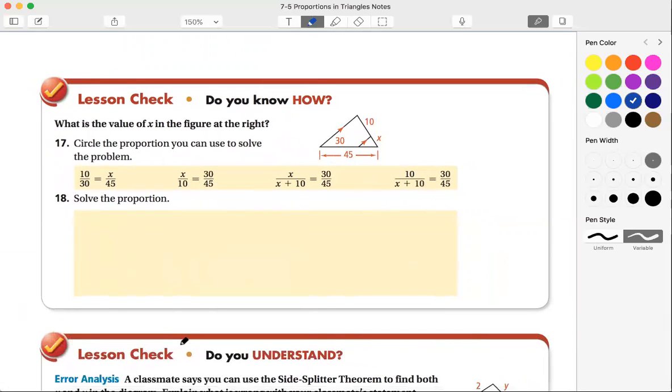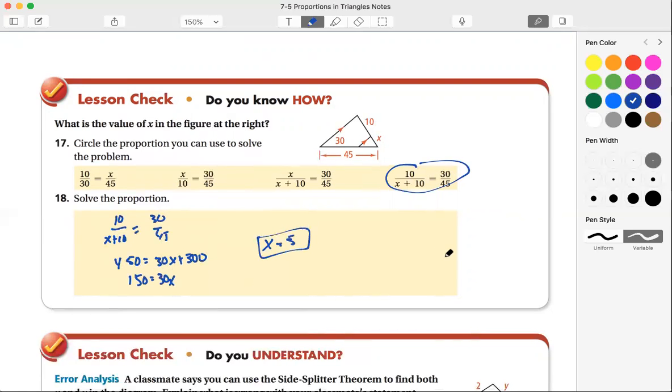Circle the proportion we can use to solve the problem, so we can use this proportion. Let's solve it. 10 over x plus 10 equals 30 over 45. Cross multiplying, you get 450 equals 30x plus 300. Subtracting 300, you get 150 equals 30x. Dividing by 30, you get x equals 5.